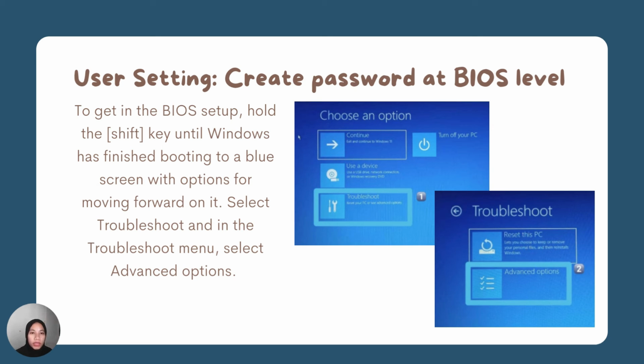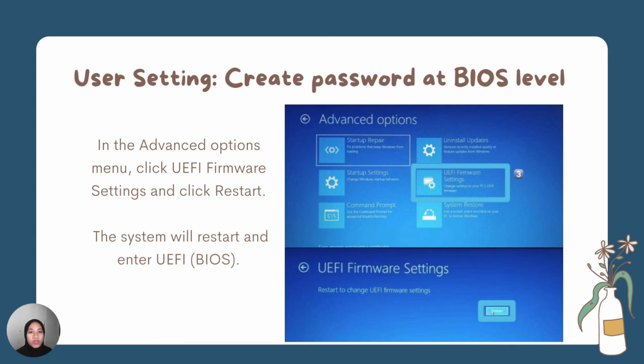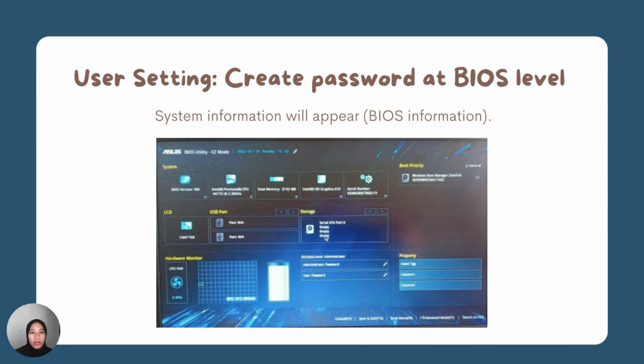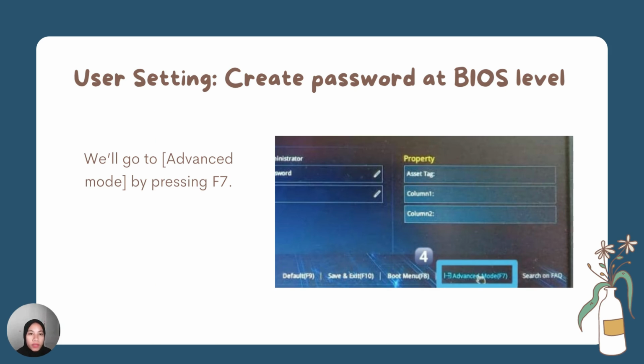Select Troubleshoot, and in the Troubleshoot menu, select Advanced option. In the Advanced Options menu, click UEFI Firmware Settings and click Restart. The system will restart and enter UEFI BIOS, and then the system information will appear. We will go to Advanced mode by pressing F7.